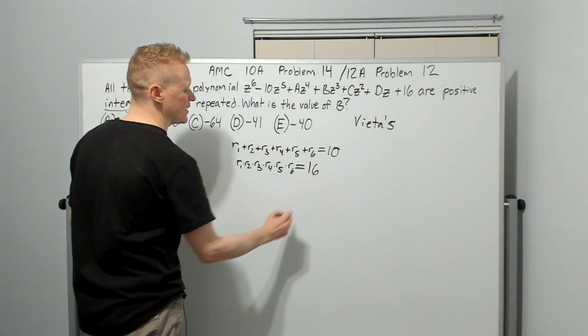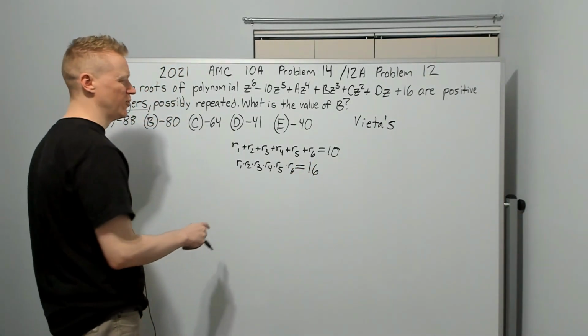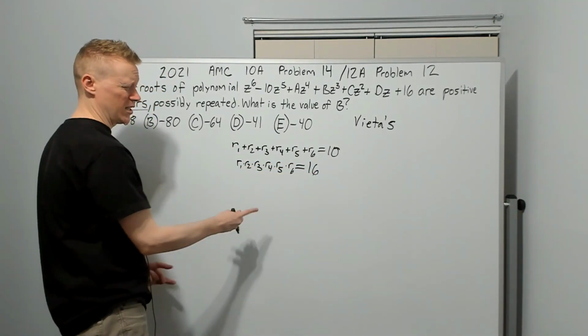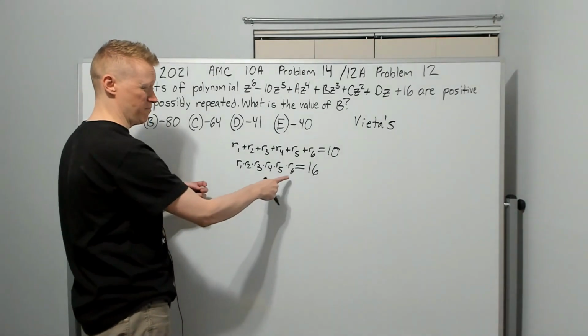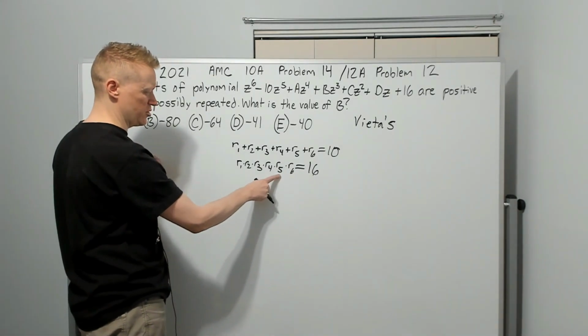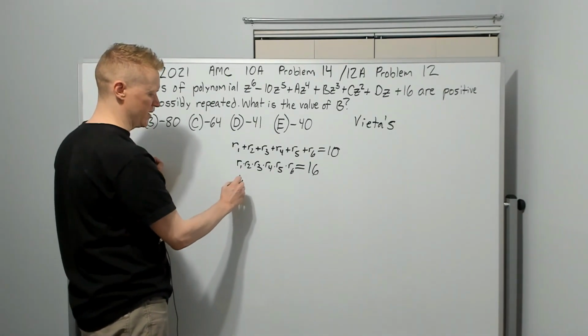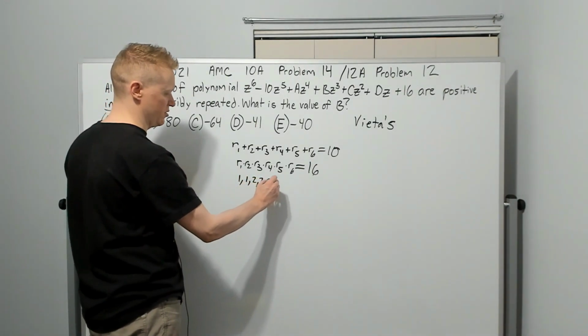So we also know R1 times R2 times R3 times R4 times R5, and finally R6 is 16. Now I happen to know 16 is 2 to the 4th. I also know we've got a lot of positive integers that have to add up to 10. So probably, if it's going to work out, there's probably a lot of 2's in here, right? So it'd be 2, 2, 2, 2. What would we have left? They'd have to be 1's, wouldn't they? Let's see. 1, 1, 2, 2, 2, and 2.